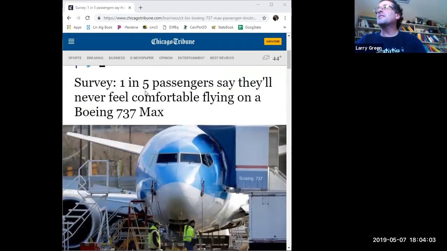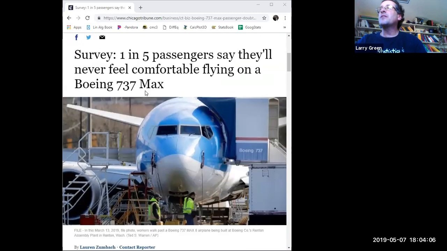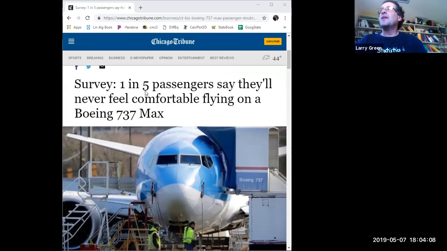Okay, so this is a news article, and hopefully you can all see this. And they did a survey, and they said 1 in 5 passengers say they'll never feel comfortable flying on a Boeing 737 MAX. Okay, I'm not sure if you followed the news. Have you guys all followed that news? Anyone know what happened? Yeah, so what happened?